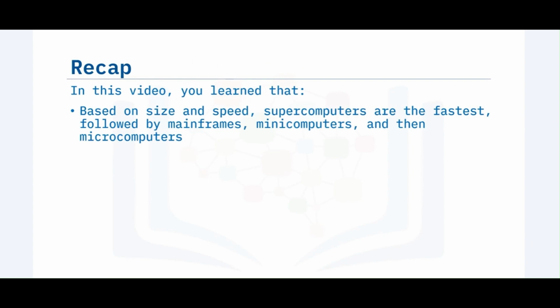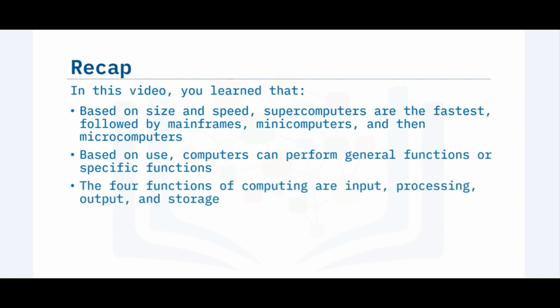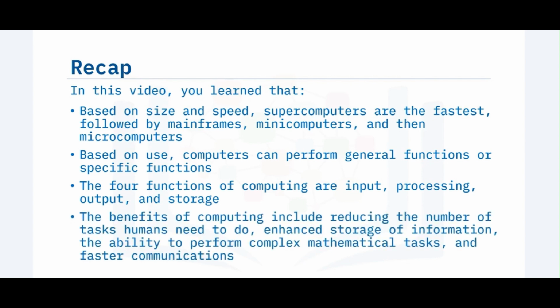In this video, you learned that, based on size and speed, supercomputers are the fastest, followed by mainframes, then mini-computers, and finally microcomputers, which include PCs, laptops, smartphones, and others. Computers can perform general functions or specific functions. The 4 functions of computing are input, processing, output, and storage. And the benefits of computing include reducing the number of tasks humans need to do, enhanced data storage, the ability to perform complex mathematical tasks, and faster communication.